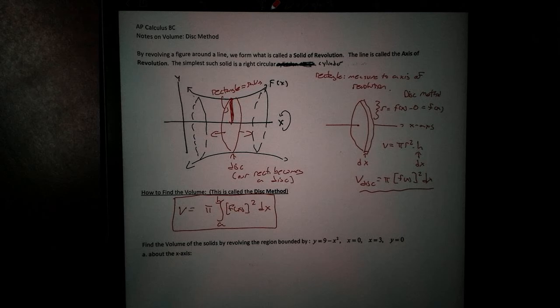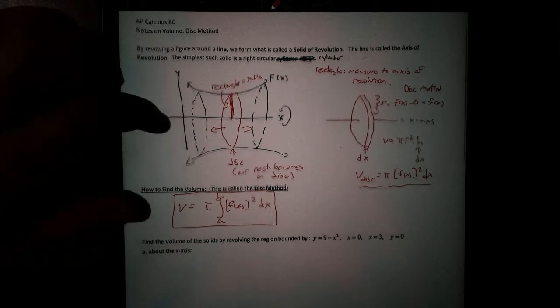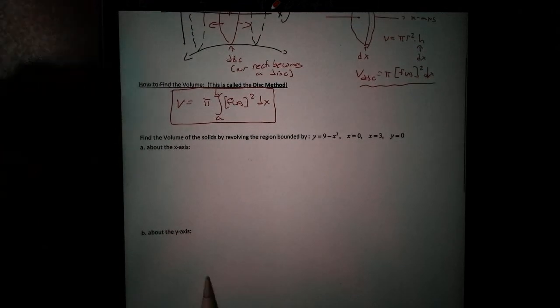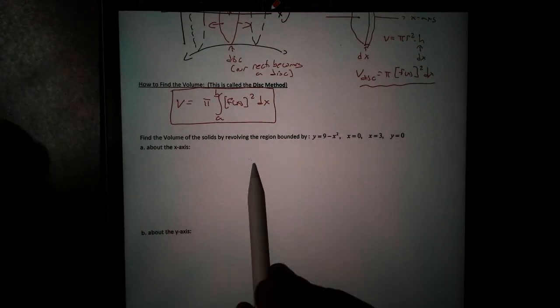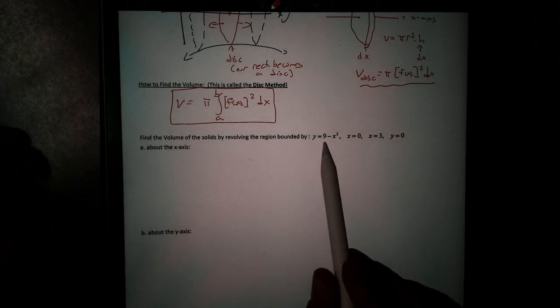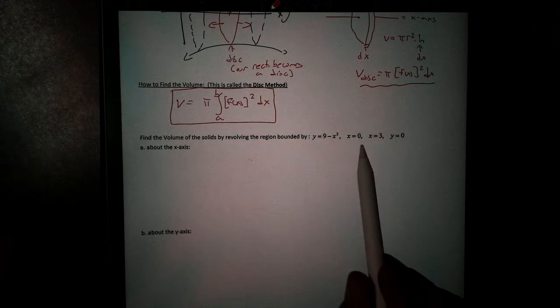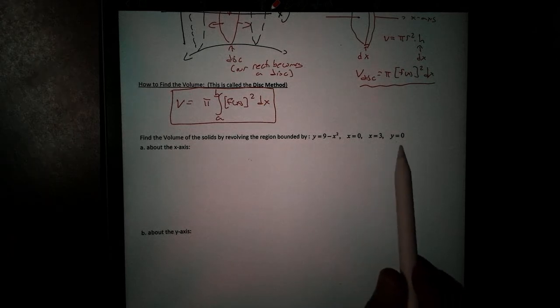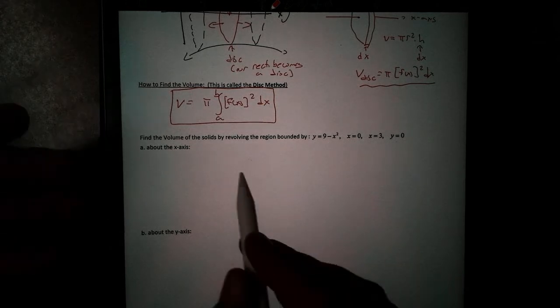We're only going to do a few examples, and we're going to finish them up in another video. So let's see here. We're asked to find the volume of the solid formed by revolving the following region: y equals 9 minus x squared, x equals 0, x equals 3, and y equals 0. And we're going to revolve these about the x-axis.